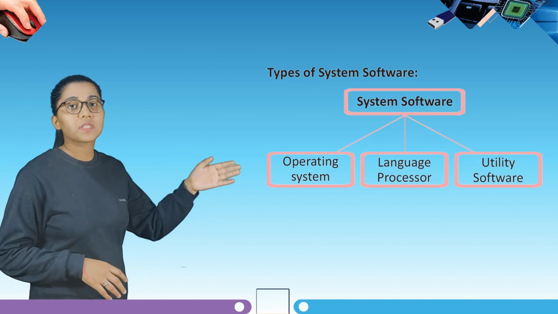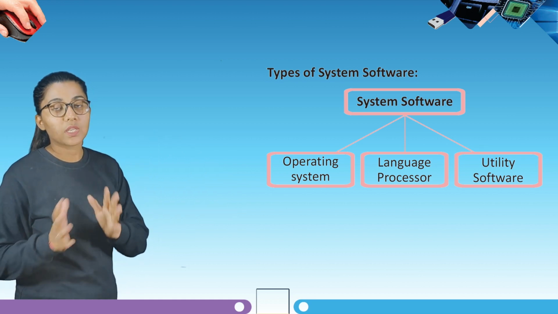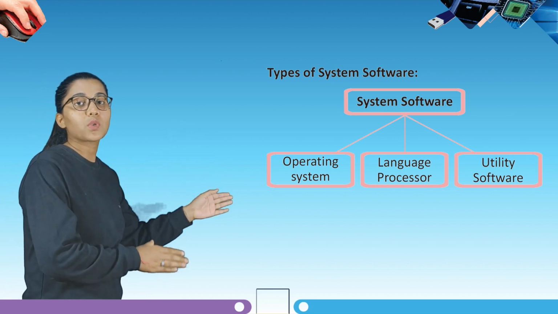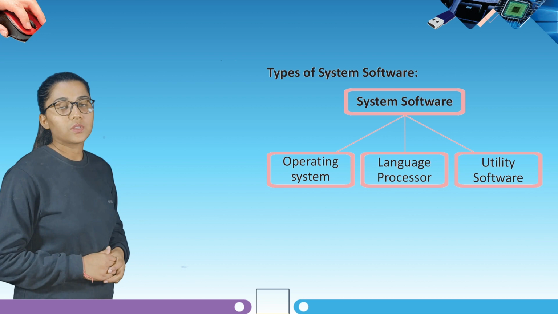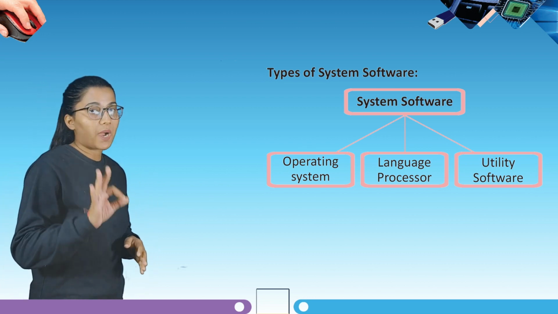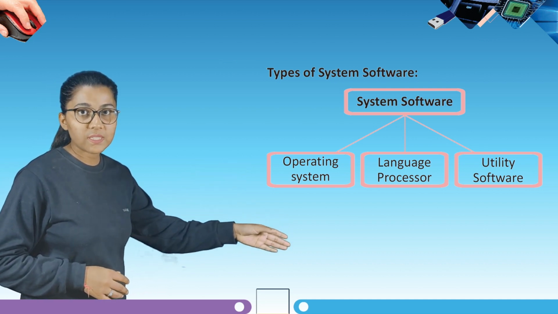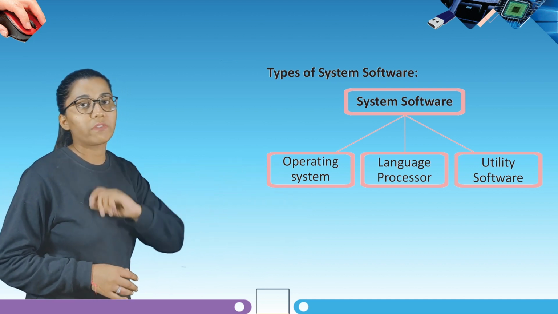Now students, let's learn about types of system software. First we have learned about types of software. Now we are going to learn about types of system software. So students, system software is divided in three parts, and these are operating system, language processor, and utility software.